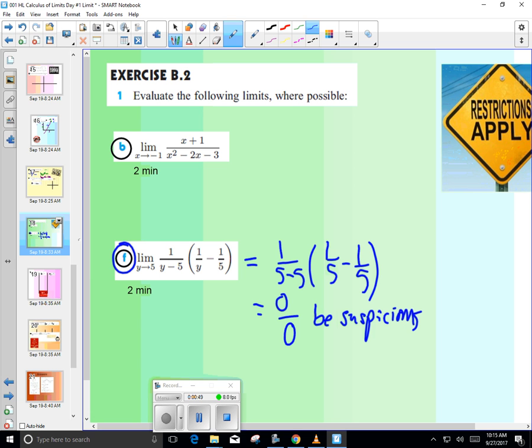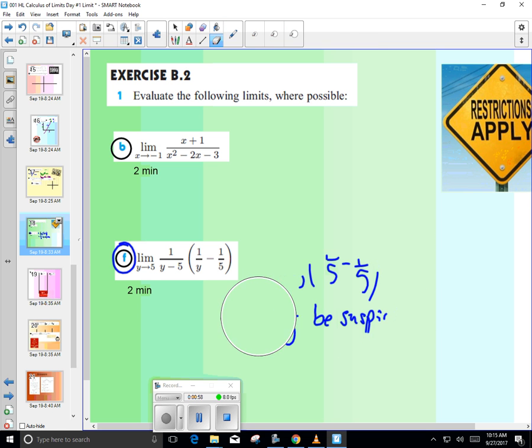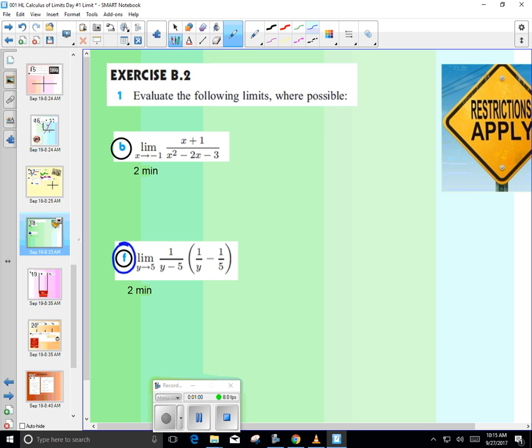So if you get 0 over 0, maybe that tells me things might cancel out. Taking a look at this one, it does, but it's a little subtle. So let's say I have the limit as y approaches 5 of 1 over y minus 1 over 5. Now I need to get a common denominator of 5 and y. So this is going to be 5 minus y over 5y.